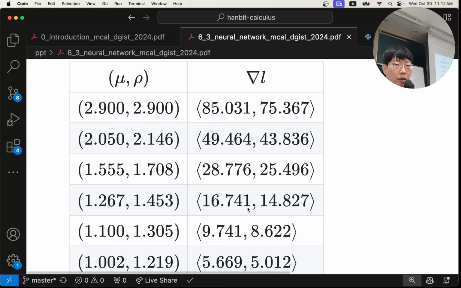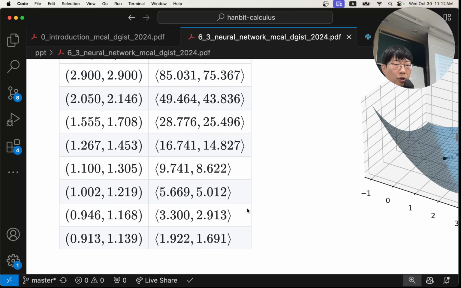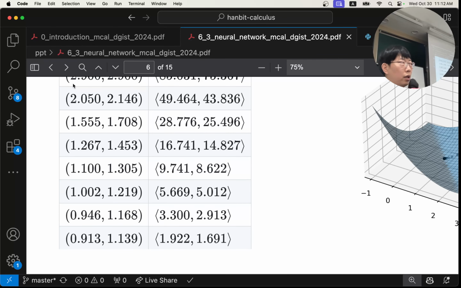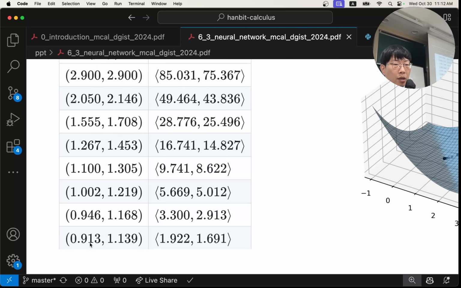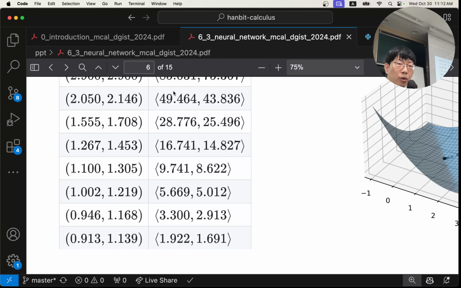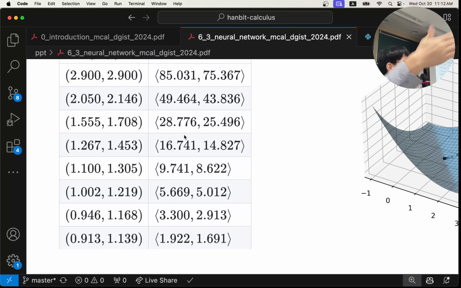So you'd see what's happening. I already gave you the numbers here. Your initial point, 2.9, is moved step by step towards these numbers, 0.9, 1.1 something. And once you get to that point, your gradient gets smaller. The size of your gradient gets smaller and smaller.